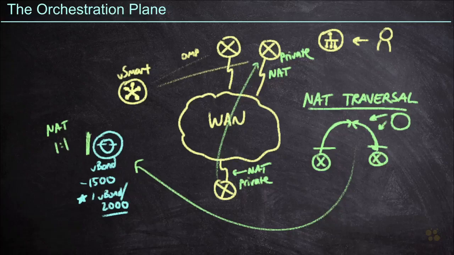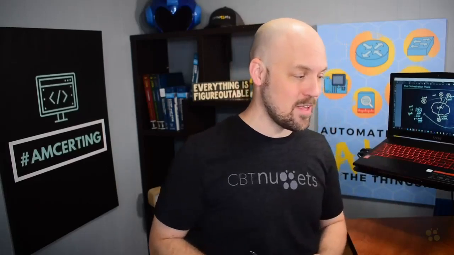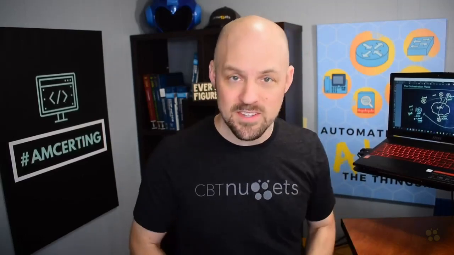Meaning that it has its own reserved public IP address. We are not allowed to use port address translation or PAT on the vBond appliance. So when we step back and take a look at the orchestration plane and the vBond specifically, we see that the vBond is appropriately named. It's the glue that holds all of this together.